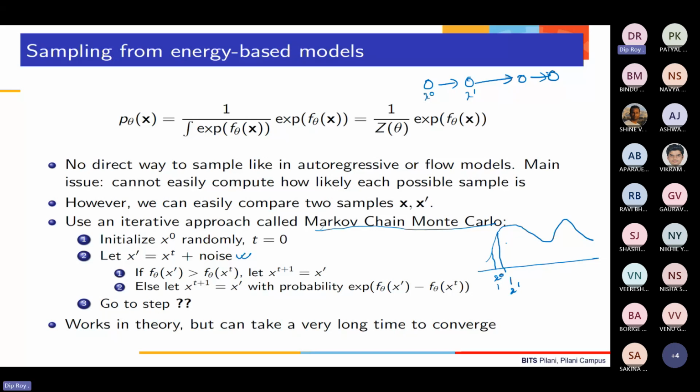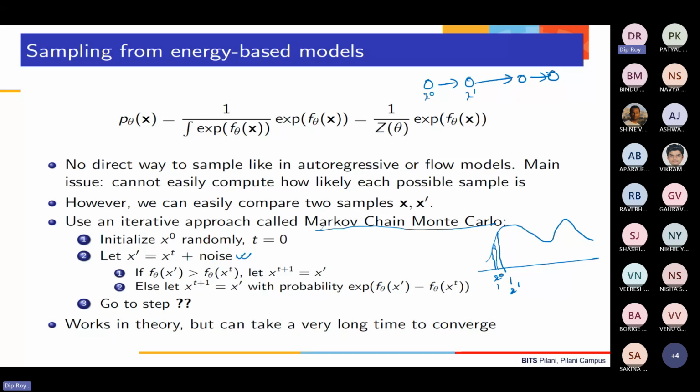Okay, and now maybe this time you add some noise and you go in the different direction, which is this. All right, now what will happen is, obviously logic says that you should stay in the current position because the next position has a lower plausibility than the current position. Okay, but there is a certain trick that is applied.